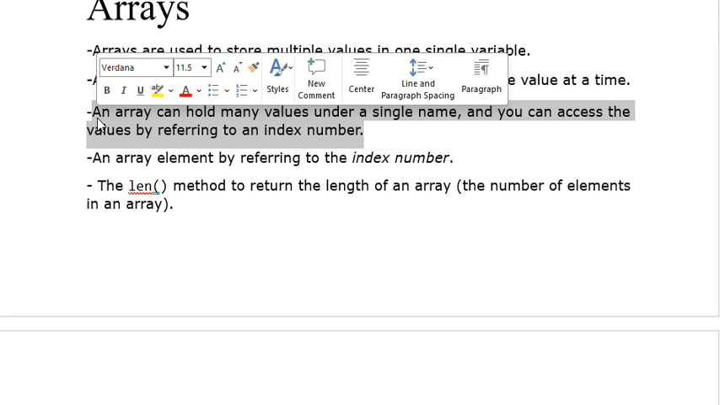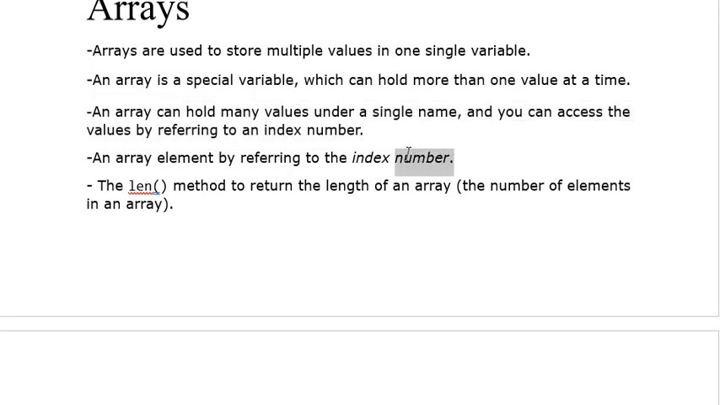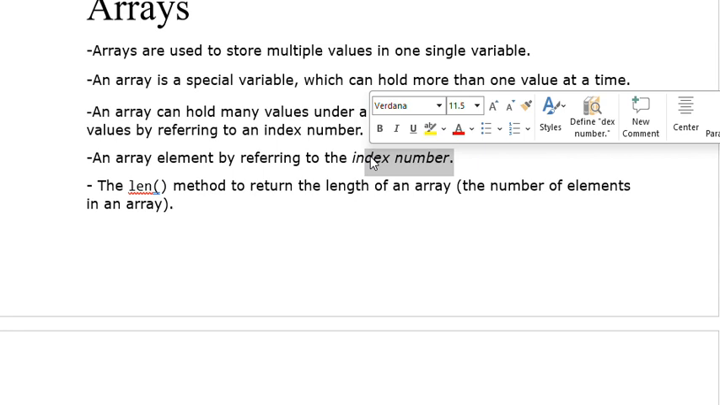By specifying the index number, we can access the particular value which is there in that index position. Yes or no? An array element, by referring to the particular index number, we can retrieve the particular value which is there.